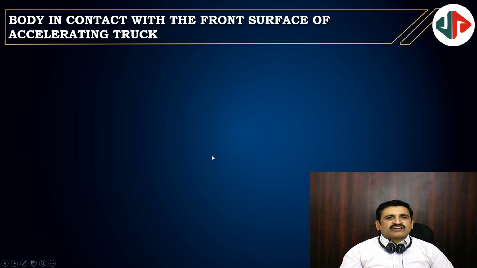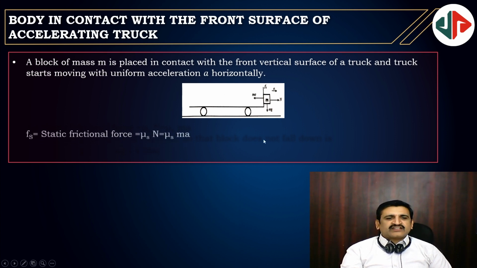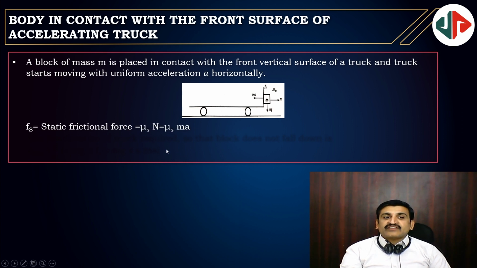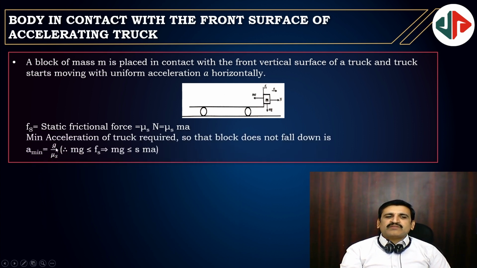Body in contact with the front surface of an accelerating truck. Picture, yeah, this one. Suppose a body is in contact with the front surface. The body usually falls down because of mg. So friction should prevent it. Friction is based on normal. Normal is because of the truck's acceleration. If the truck is going with acceleration a, the body will be pressed against the surface with ma. So that ma is equal to normal. So based on normal, you can calculate friction. Friction is equal to mu n. So mu ma is the friction. That should prevent mg. So that should balance mg. So minimum acceleration is equal to g by mu s.